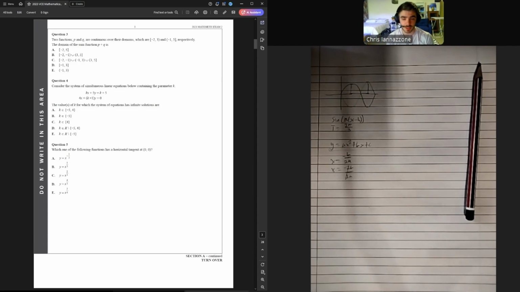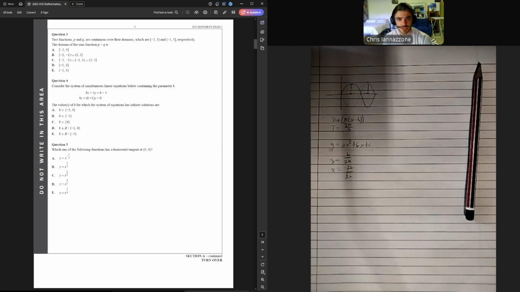On to question 3. So we're having two functions here, p and q, and they are continuous functions. Specifically, they have individual domains -2 to 3 and -1 to 5. And we want to figure out what the domain of the sum of those two things must be.